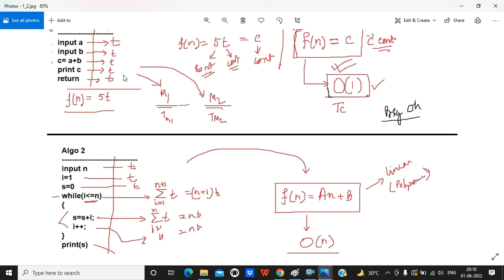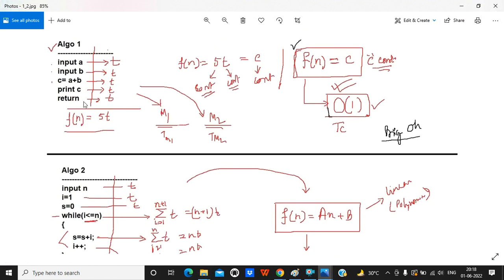So this is the algo which basically does not contain any loop, any nested loop, any recursive function call. So this type of algorithm, we can say, can be represented by a function like that. Fn is equal to c, where n is the size of the input, number of inputs, and c is the constant.